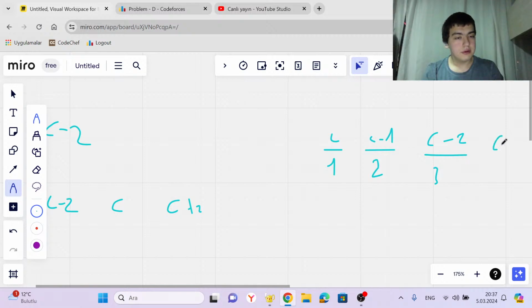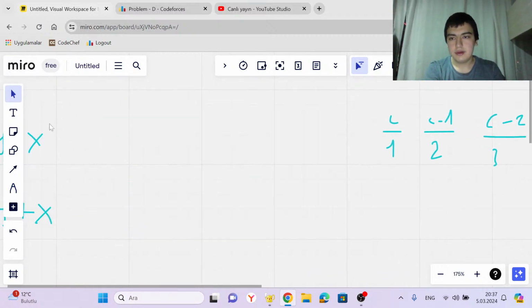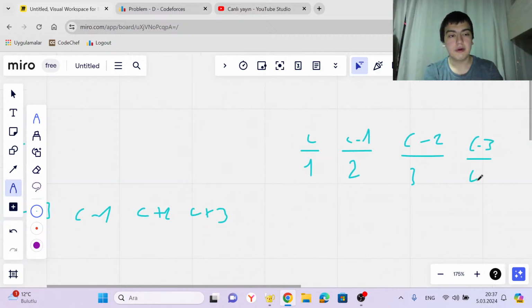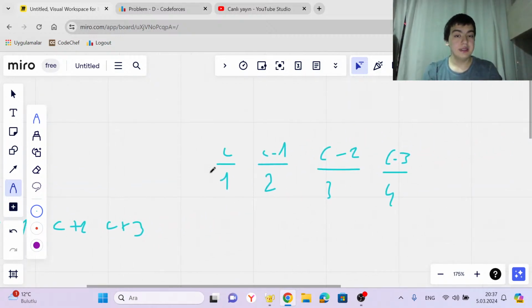Let's look for C minus 3. We can select C minus 3, C minus 1, C plus 1, C plus 3. So we have four options. You can see that it is increasing, like 1, 2, 3, 4, and when we select 0, it will be C plus 1.